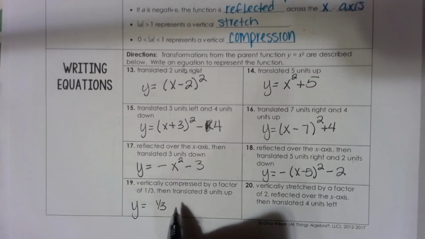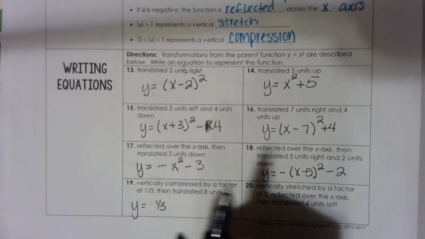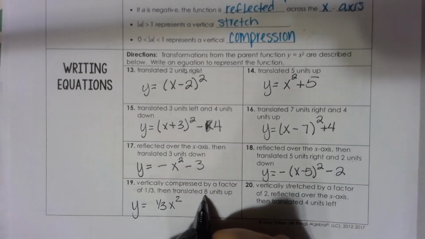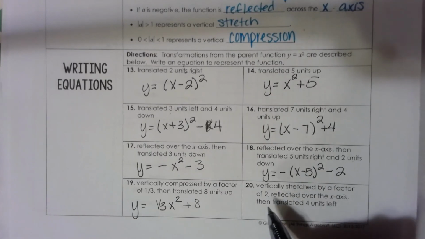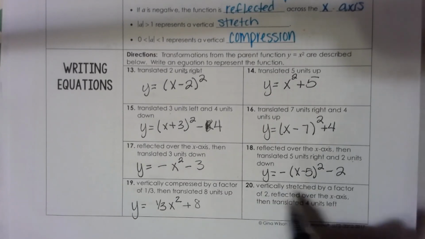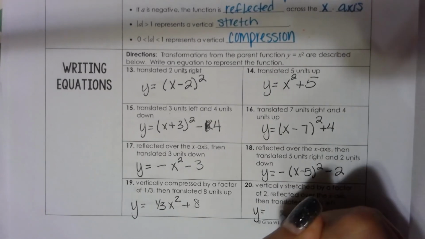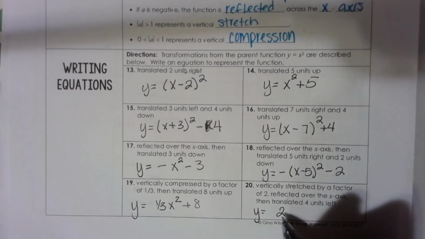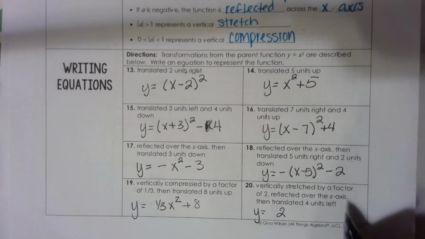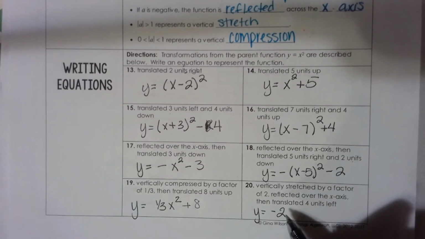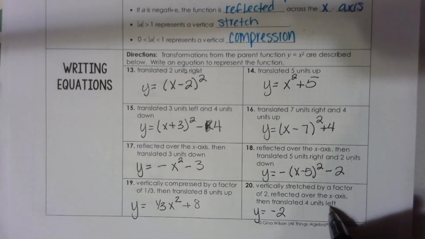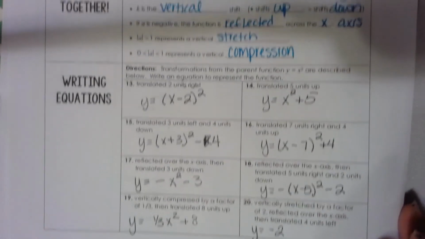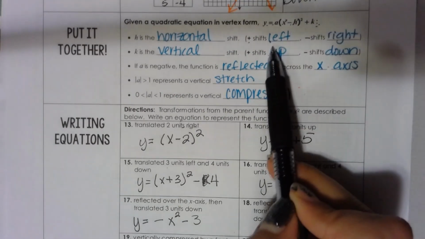And then the last one is 20. Vertically stretched by a factor of 2. That means we're going to have a 2 on the outside of our parentheses, and then reflection over the x-axis tells you a negative 2. So make sure to put that negative in front of your 2. Alright, so we did this, we're done here. And then translated 4 units to the left. Remember, when you're being moved 4 units to the left, that means you have a plus inside of your parentheses. So it will be x plus 4 squared. It says nothing about me being moved up or down, so now it'll be just blank, or plus 0.